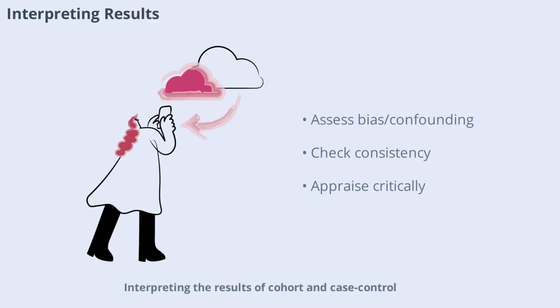Interpreting the results of cohort and case control studies requires careful consideration of study design, potential biases, and confounding factors. Researchers must assess the strength and consistency of associations, the presence of dose-response relationships, and the plausibility of findings. Critical appraisal skills are essential for drawing valid conclusions from observational research.